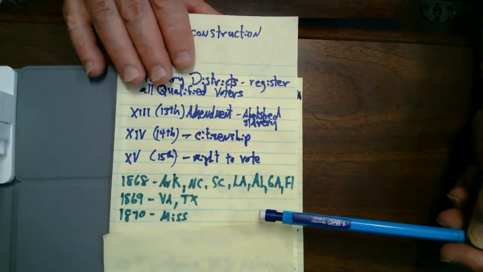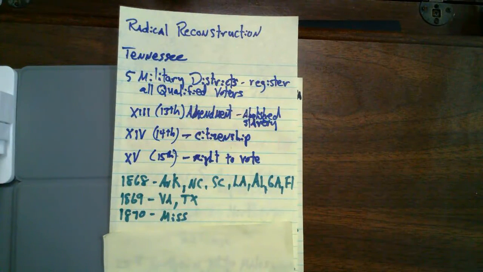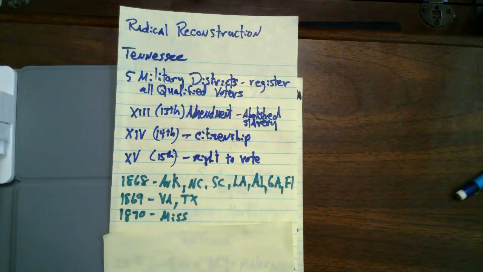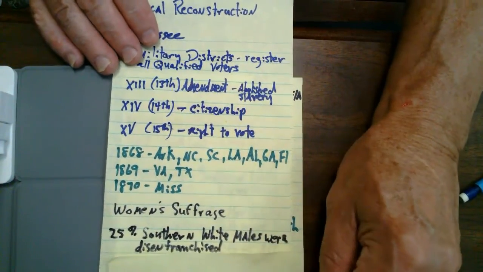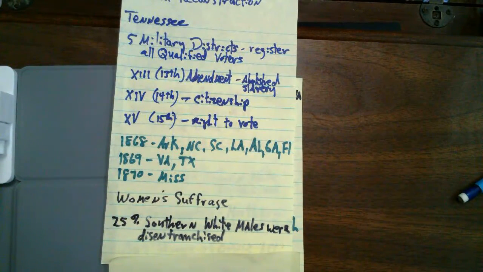All right, but eventually we're going to find in 1868, Arkansas, North Carolina, South Carolina, Louisiana, Alabama, Georgia, and Florida will be readmitted to the United States of America. In the following year, 1869, Virginia and Texas readmitted into the Union, and always last in everything, in 1870, Mississippi is readmitted into the United States of America. All right. And as I told you a few minutes ago, regarding women's suffrage, there was this great fear that women would vote the wishes of their husbands. In the South, 25% of Southern white males were disenfranchised.